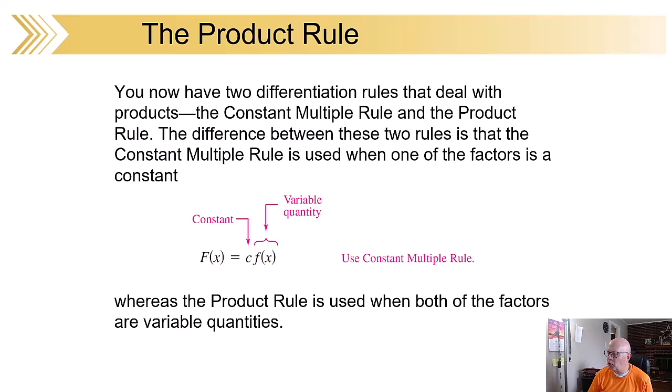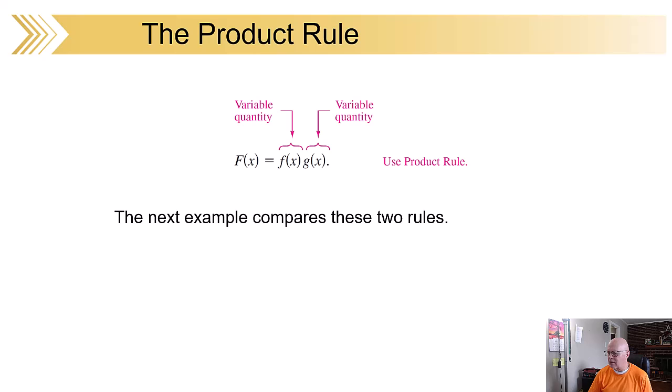So now you have two differentiation rules. You've got the constant multiple rule and the product rule. And the constant multiple rule, remember, is when one of the factors is a constant. So we had two functions actually being multiplied together. And if you accidentally use the product rule, it's going to come out the same. Because remember, the derivative of c is 0 because it's a constant. So you've got those two rules. There's a constant multiple rule, and you've got the product rule to go with it.